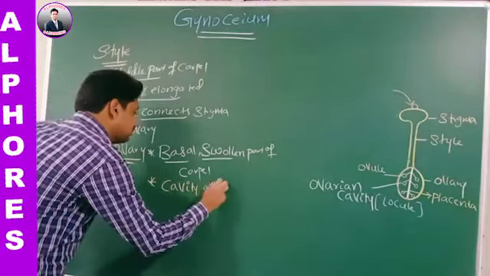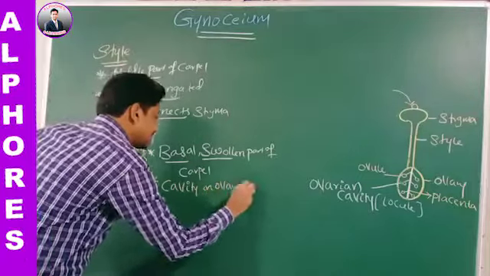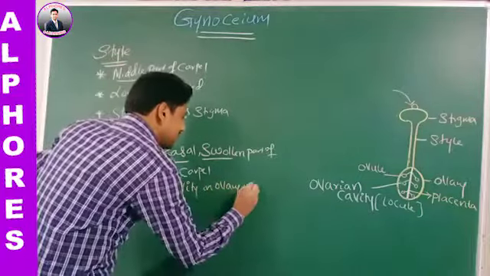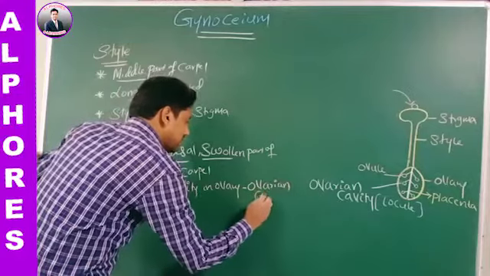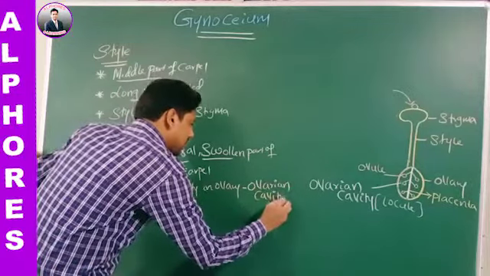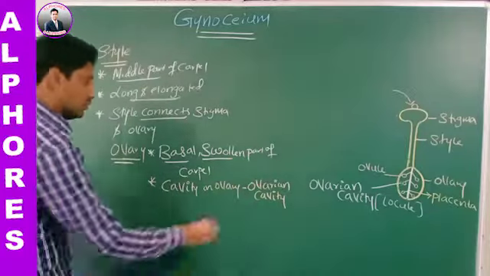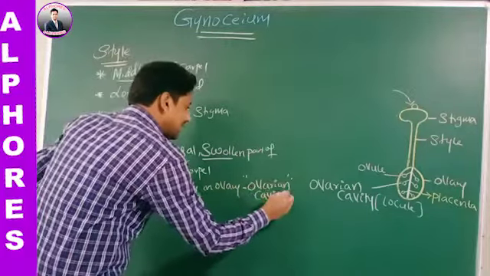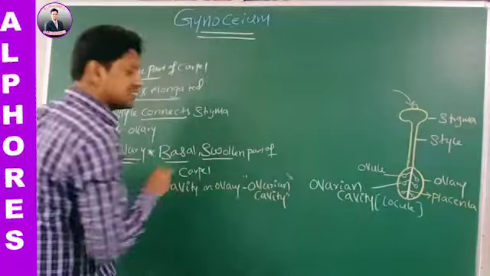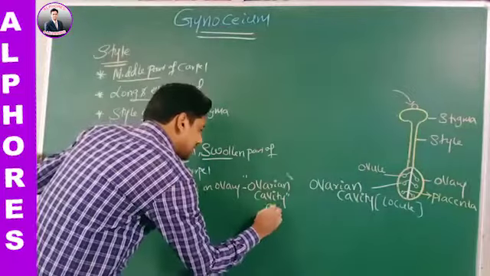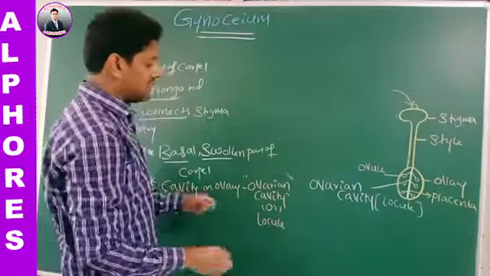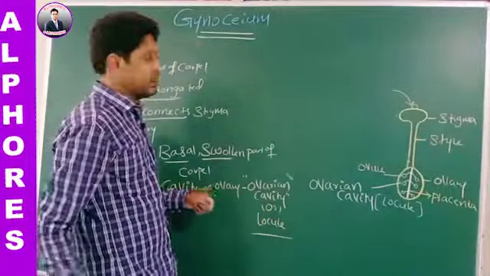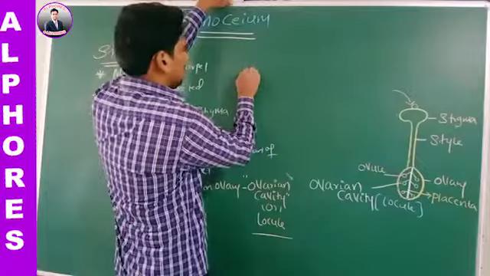The cavity in the ovary is called the ovarian cavity. What is another name for the ovarian cavity? The ovarian cavity is also called a locule.